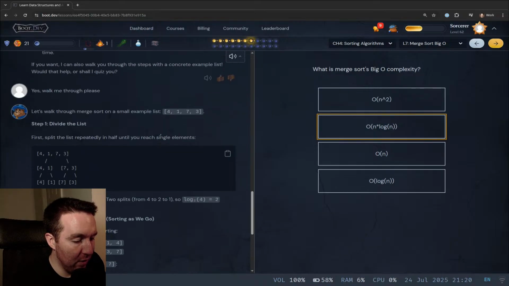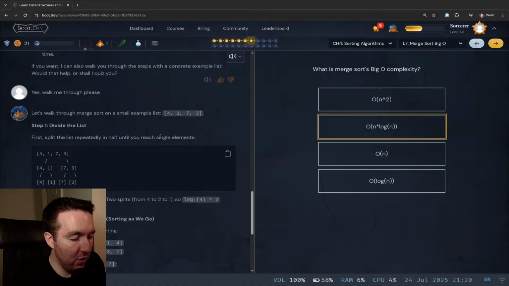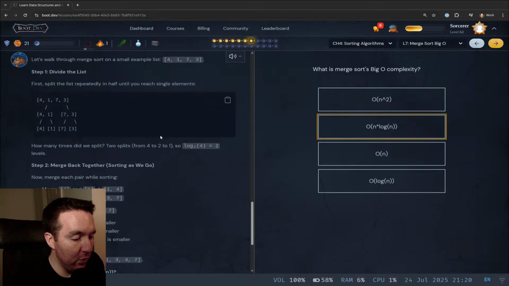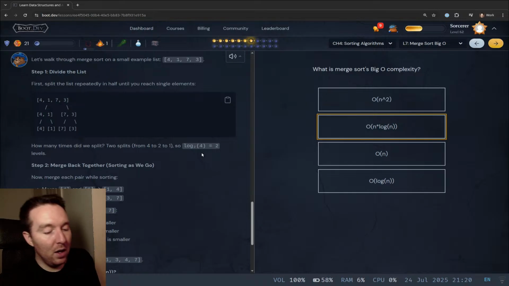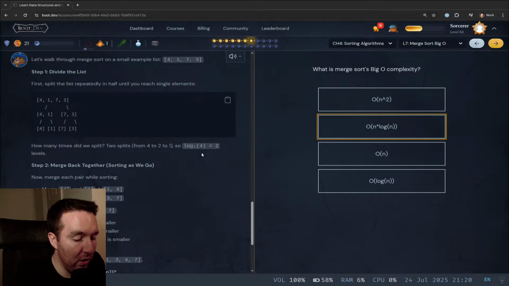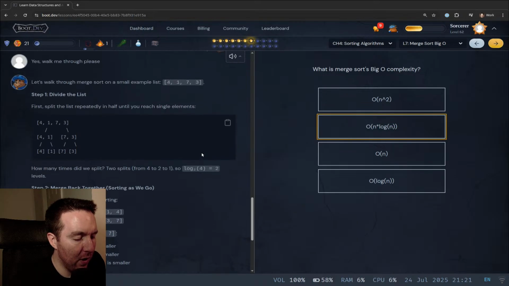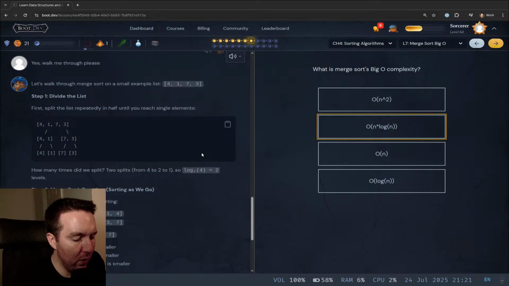Right, so he's explaining. So let's walk through merge sort on a small example list: 4, 1, 7, 3. Divide the list. First, split the list repeatedly in half until you get single elements. How many times do we split? 2 splits, from 4 to 2 to 1. So log base 2 of 4 equals 2. Okay, why do we jump to log base 2? That's what I want to figure out. I want to understand why we jump to log base 2.